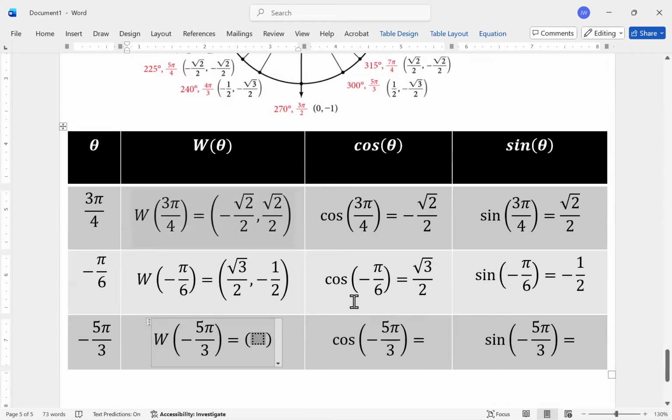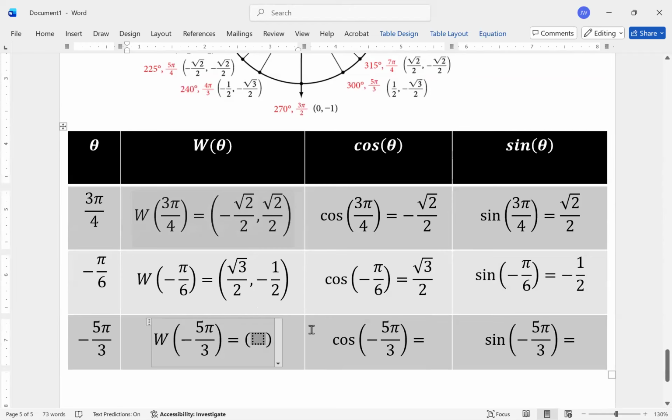By the way, just as a note, we're going to see this later, but cosine of pi over 6 and cosine of negative pi over 6 were the same value. Sine of pi over 6 and sine of negative pi over 6 were opposite values. One was positive, one was negative.